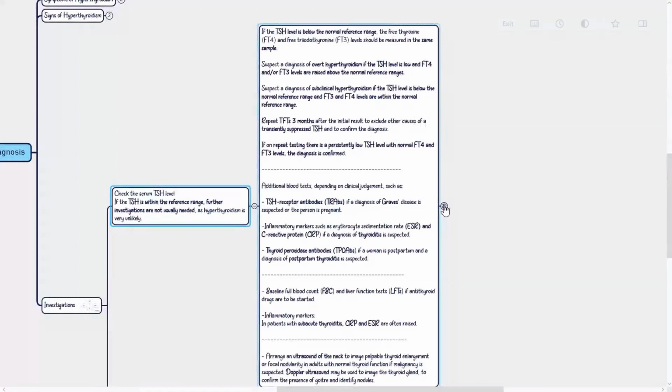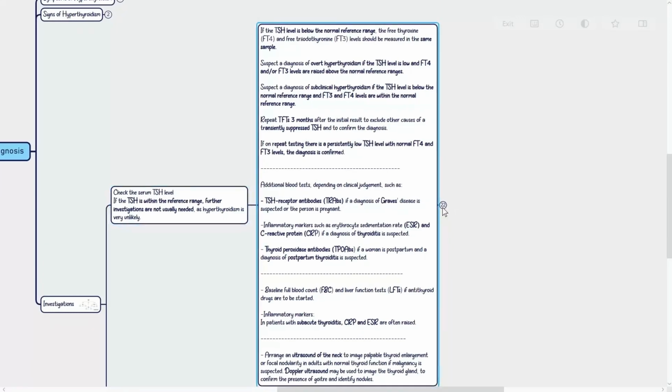Arrange an ultrasound of the neck to image palpable thyroid enlargement or focal nodularity in adults with normal thyroid function if malignancy is suspected. Doppler ultrasound may be used to image the thyroid gland to confirm the presence of goiter and identify nodules.